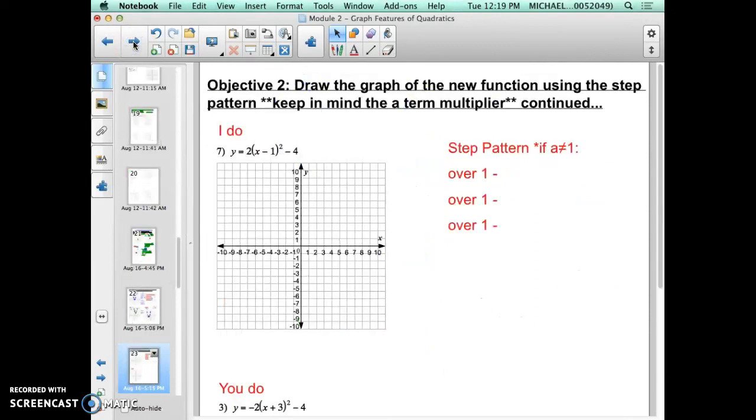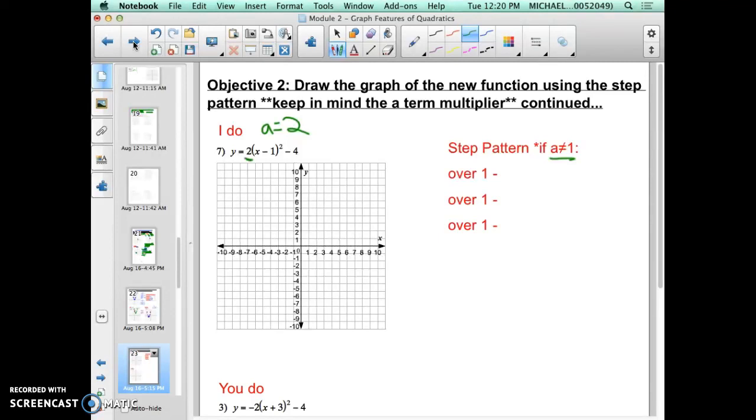Now, one more thing, though. The second part of Objective 2 is what happens if the step pattern isn't 1. That's what this means: A does not equal 1. So if you notice in this example, my a value is 2. So what's actually happening? Again, I'm inputting x values into a function and they're outputting an output. But this a term is a multiplier, so it's going to be multiplying my output by 2 every time. So it's going to be changing my y value by a factor of 2 every time.